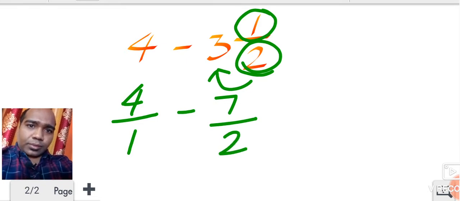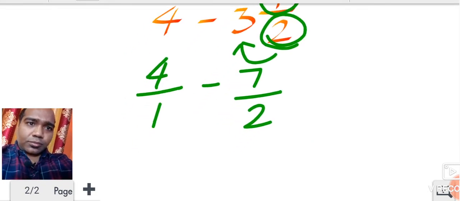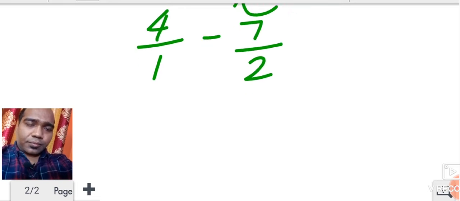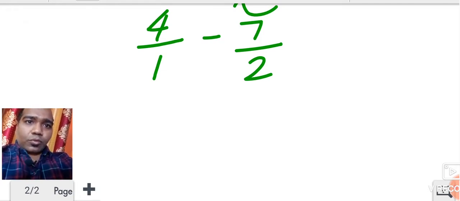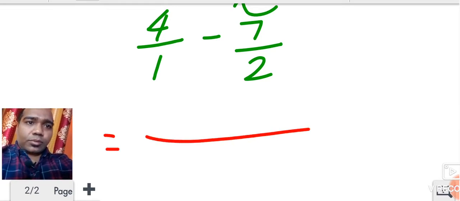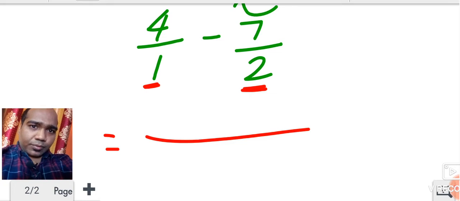Okay, in the previous class I told you how to change the mixed fraction. Now what is our fraction now? Now we have got the fractions 4 by 1 and 7 by 2. Now what do we have to do? We have to take the LCM of both the denominators. LCM of 1 and 2 will be how much?